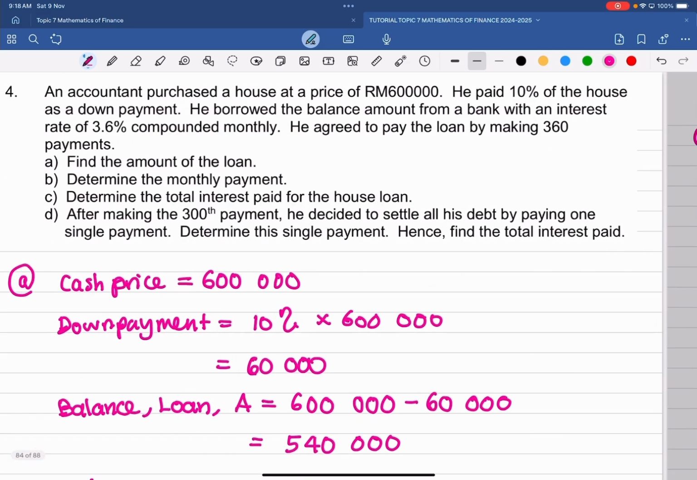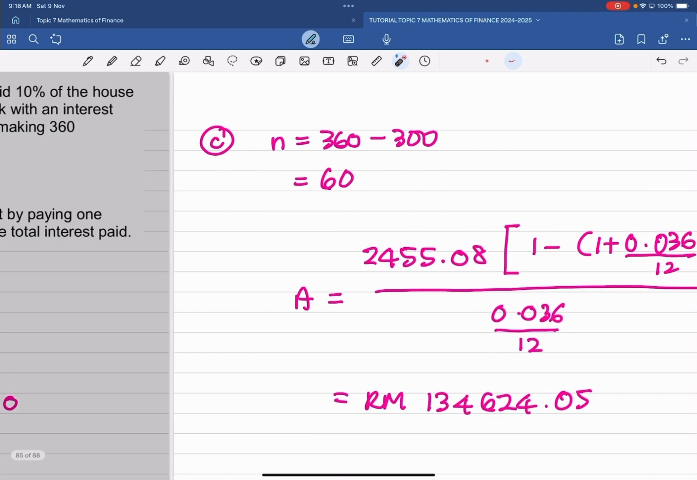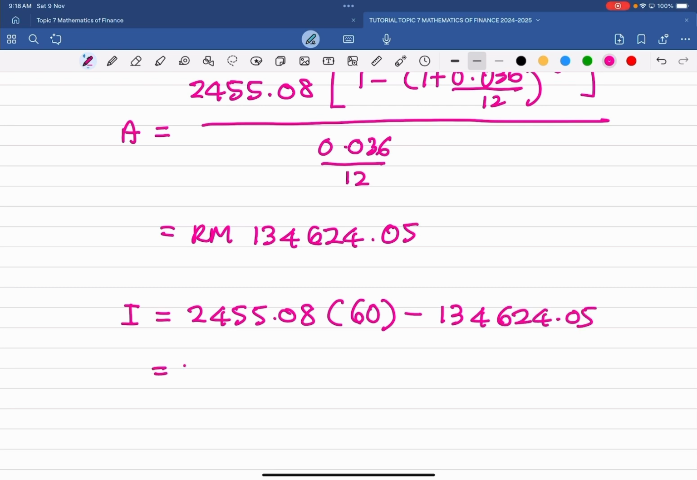The question asks for the single payment, and then the total interest paid. So the same formula: 2455.08 times 60 minus 134,624.05. What is the interest? 12,680.75.